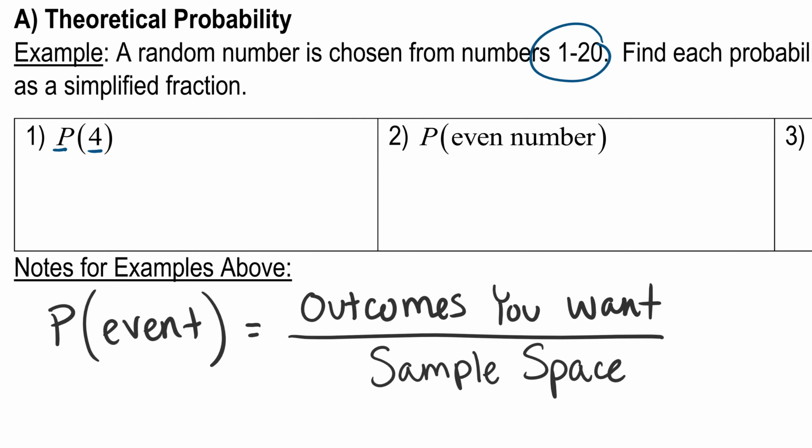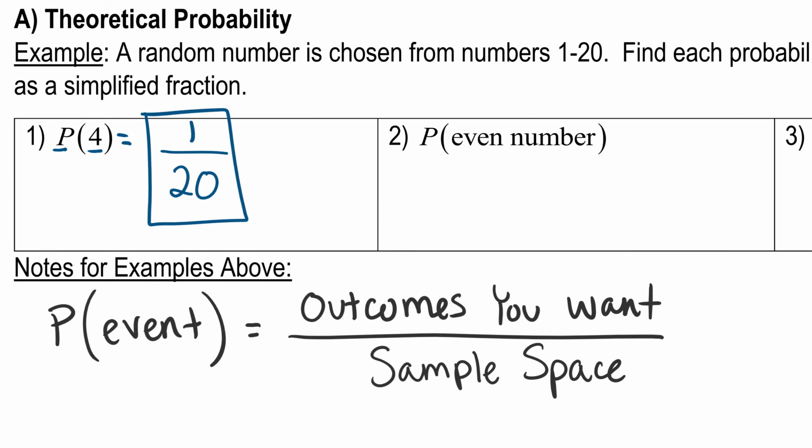Okay? So let's look at my formula. So my probability of my event, which is 4, equals the outcomes that you want. Well, if I want 4, there's only one possible 4 that I could get, right? Because between 1 and 20, there's only one number 4. So the outcomes that I want, there's only one of those, divided by the sample space, which is the total possible outcomes. Well, if I'm picking between 1 through 20, that would be 20 numbers, right? And I can't reduce that, so that's my answer.